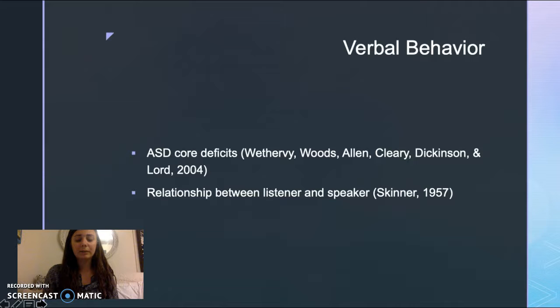Due to the core deficits in ASD, particularly the social impairments and delays in communication, verbal behavior therapy is a common target for individuals with ASD. And this is due to the inherent social nature of verbal behavior, where Skinner defines it as a relationship between listener and speaker, where the listener mediates what the speaker is stating, and the listeners are often composed of an individual's verbal community.